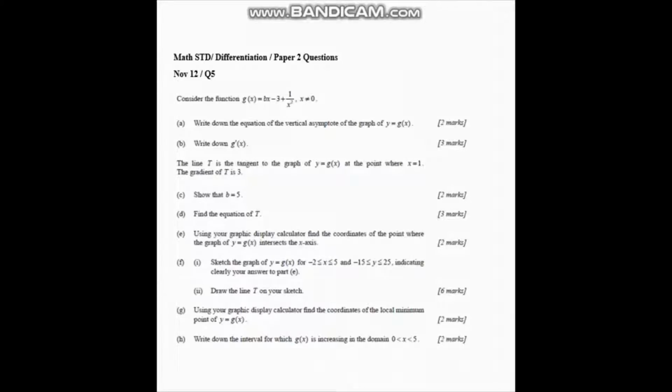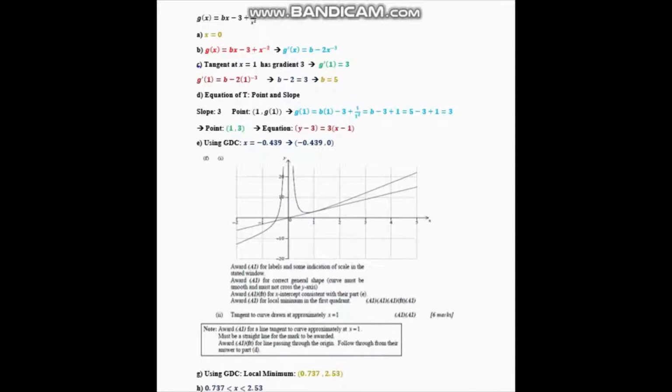In B, I want to write down g dash of x, so let's take a look at how to do that. I begin by writing the original function in a different form, which is what I've done here in red. This is the same function as the original function given in the question. However, I took the x squared from the denominator to the numerator, and it became x to the power of -2. Next, I do the differentiation, which shall be easier now. bx becomes b, the 3 vanishes, and x to the power of -2 becomes -2 x to the power of -3.